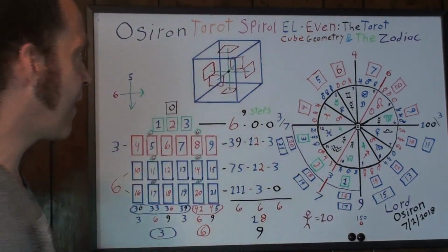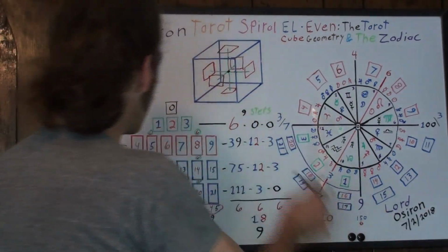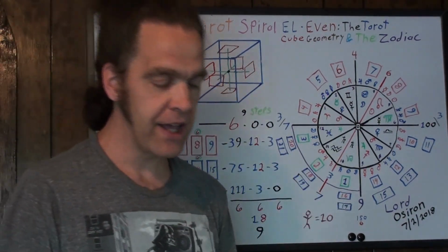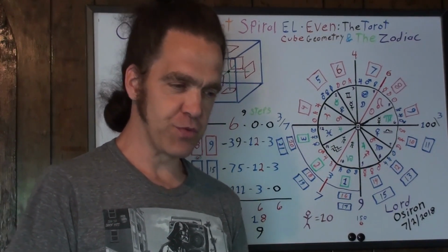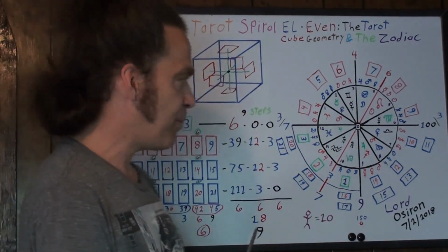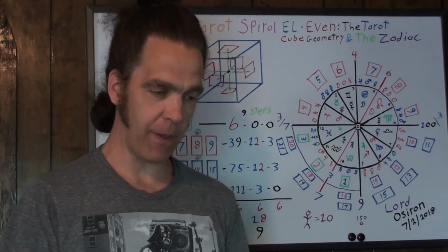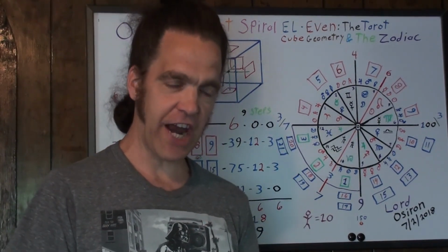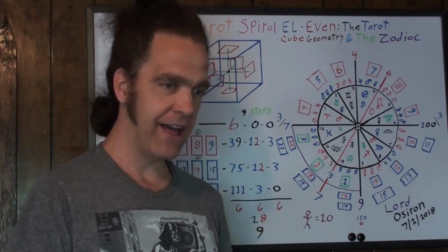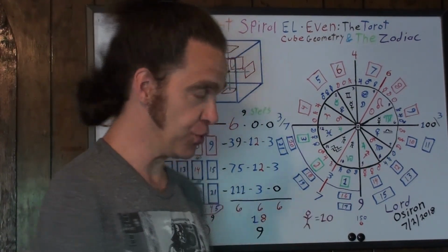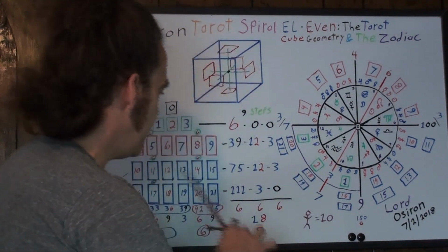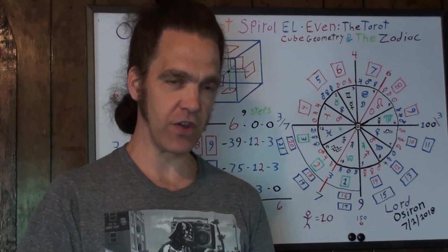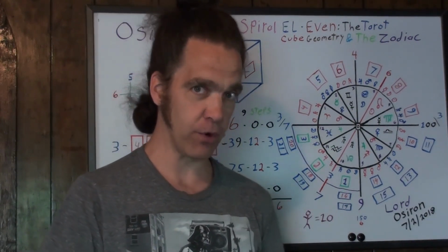Osiron Tarot Spiral 11, the Tarot, Cube Geometry, and the Zodiac. My main hope is to show how powerfully the Osiron Tarot Spiral links with the cube. Last year I discovered the Tarot Cube, and a couple of days after that I discovered the Osiron Tarot Spiral using the cube geometry. But we're going to explore the actual cube aspect a little bit deeper now, because there's a lot of amazing things going on with the number correlations.